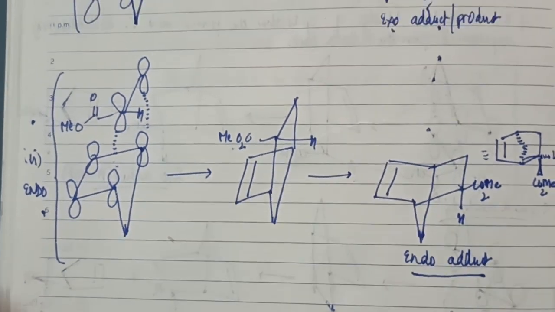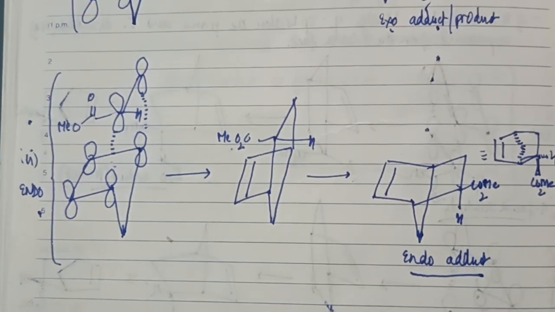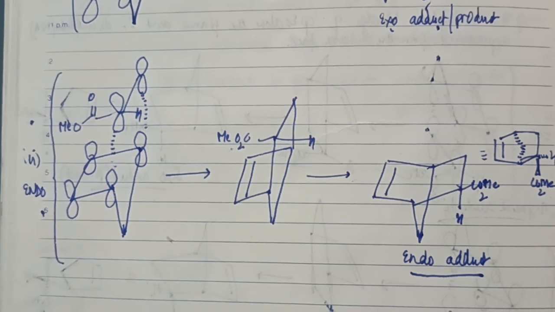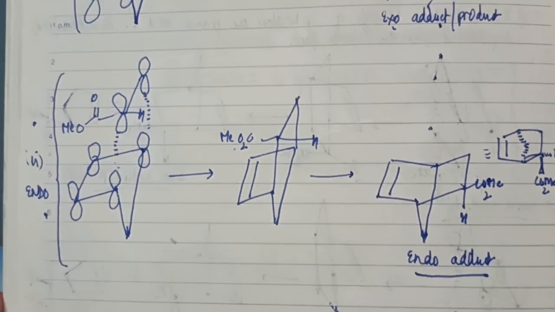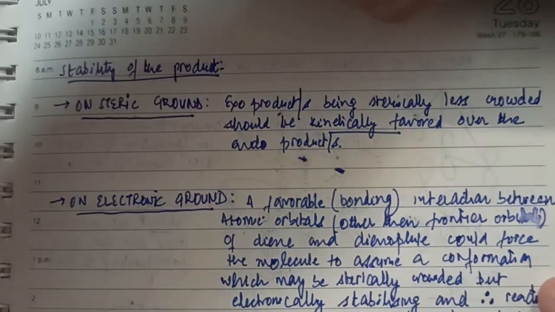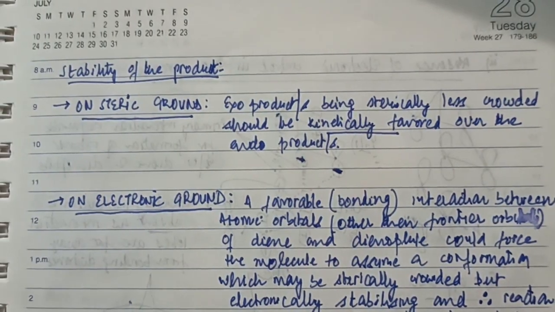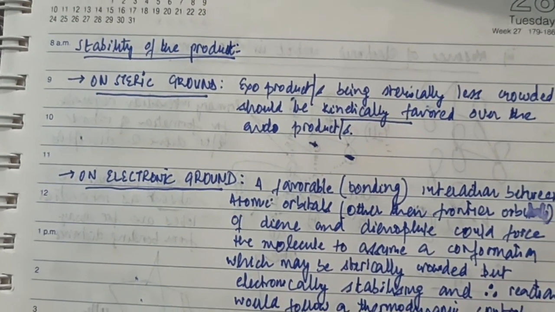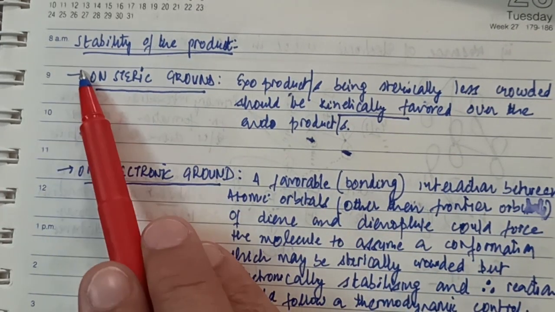Now let's see. Other than the kinetic control, that is, the favorable steric control, do we have an electronic control in this reaction also? In order to understand this, let's talk about the stability of the product. Out of the 2 products which we have written, the exo product and the endo product in both orientations, above the plane and below the plane, let's talk about their stabilities.